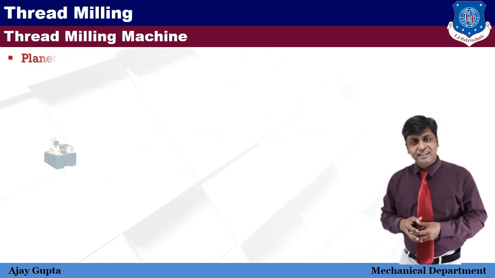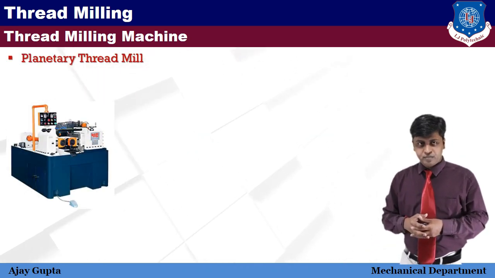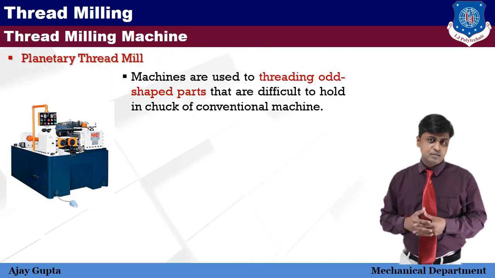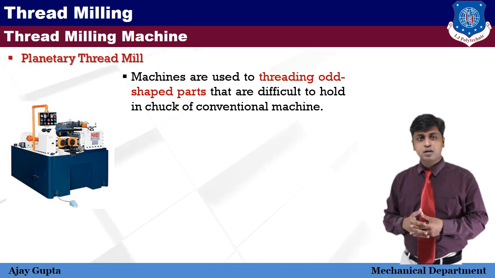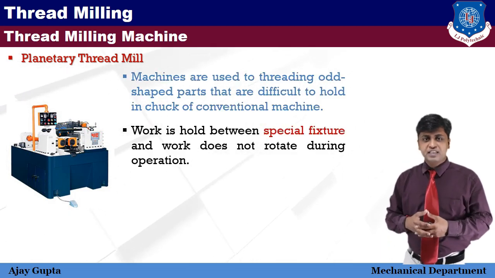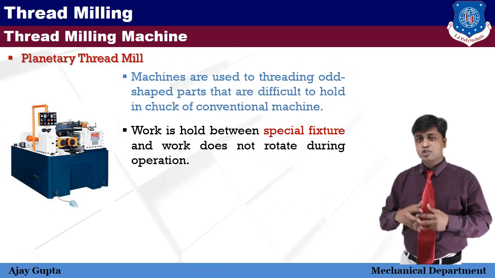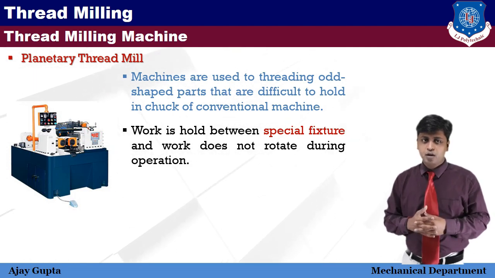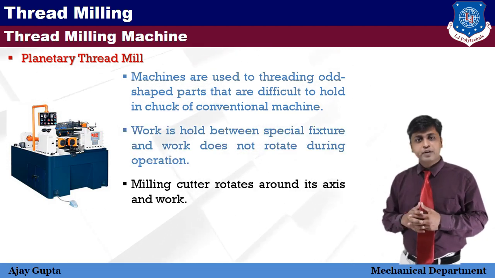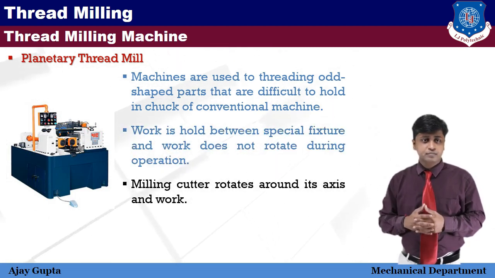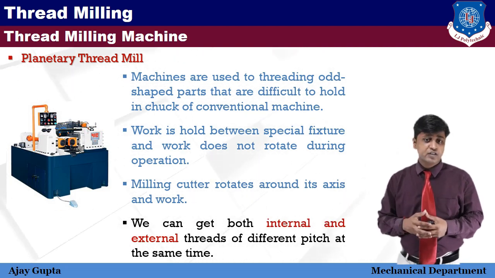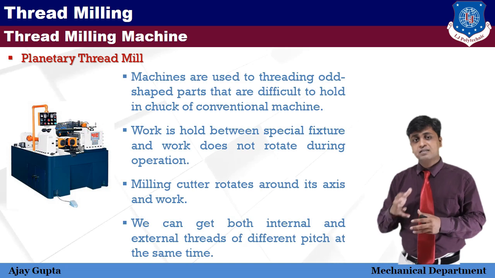So now, in the planetary thread milling machine, the machines are used for threading odd shaped parts that are difficult to hold in the chuck of a conventional machine. The work is held between special fixtures and does not rotate during the operation. In this process, the milling cutter rotates around its axis and around the work. With this process we can get both internal and external threads of different pitch at the same time.